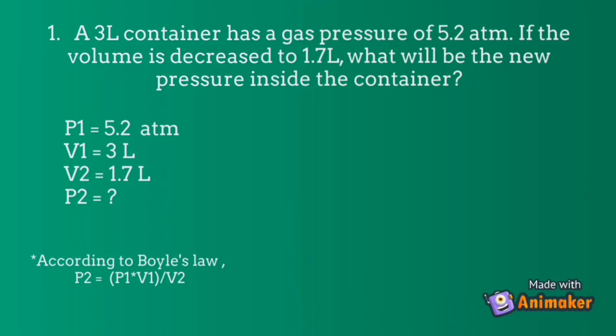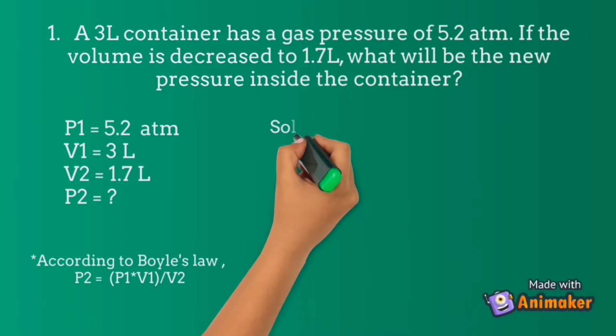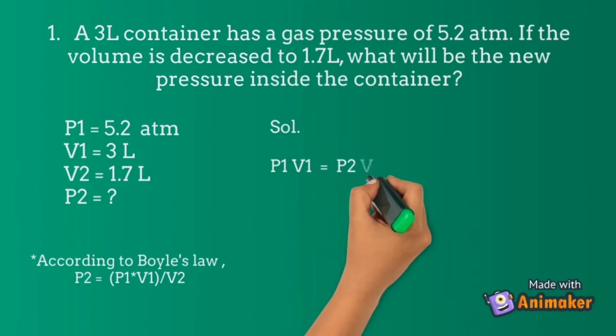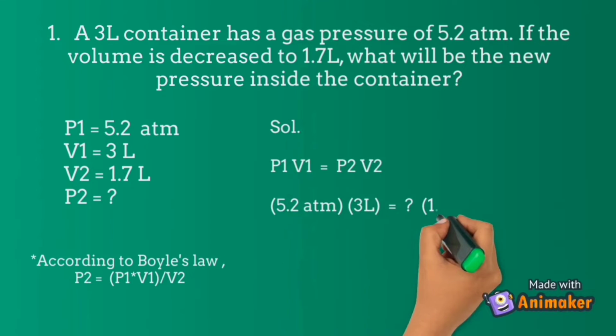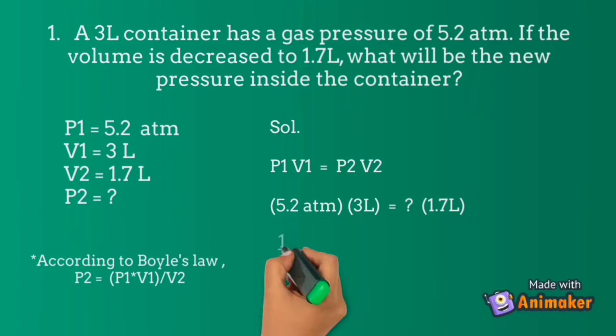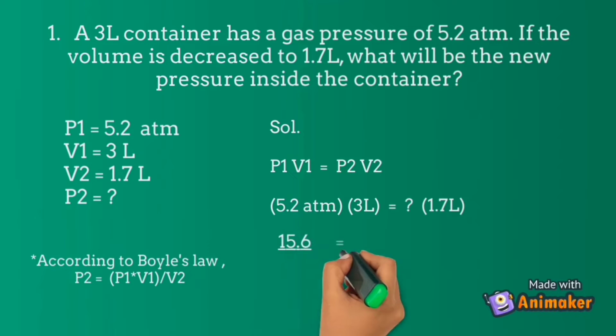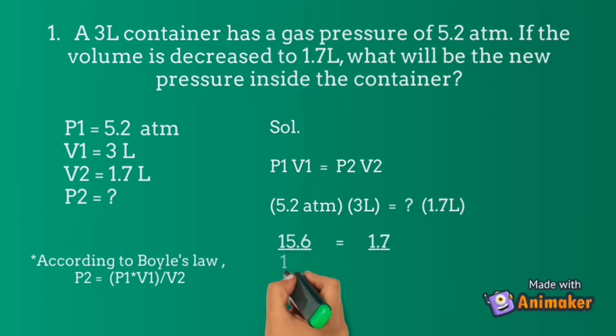And here's our solution. And this is our formula. P1 times V1 is equal to P2 times V2. And we have here 5.2 atm times 3 liter is equal to P2 times 1.7 liter. And multiply natin siya. We got 15.6.